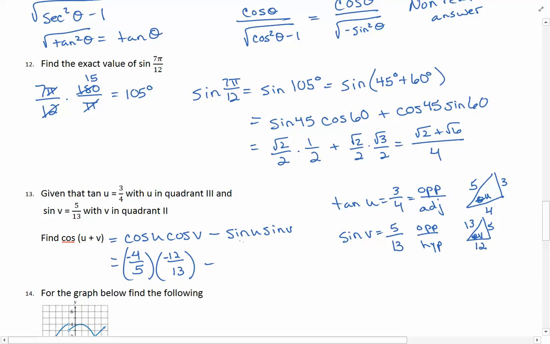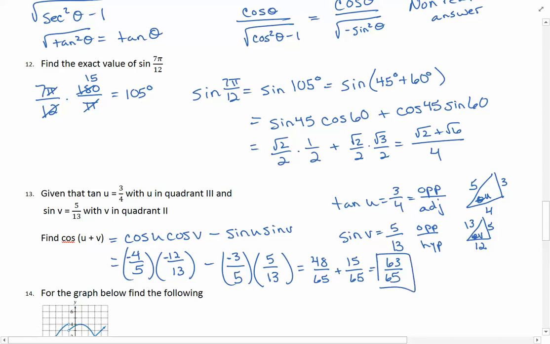All right, the sine of u is, sine is opposite over hypotenuse, so that's going to be 3/5. Now we're in quadrant 3, so that's going to be negative. And then the sine of v is 5/13. So this is 48/65 plus 15/65, or 63/65.